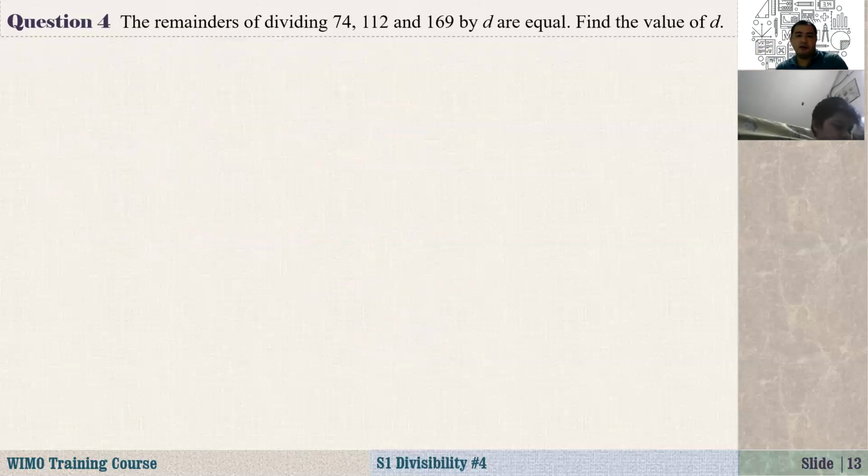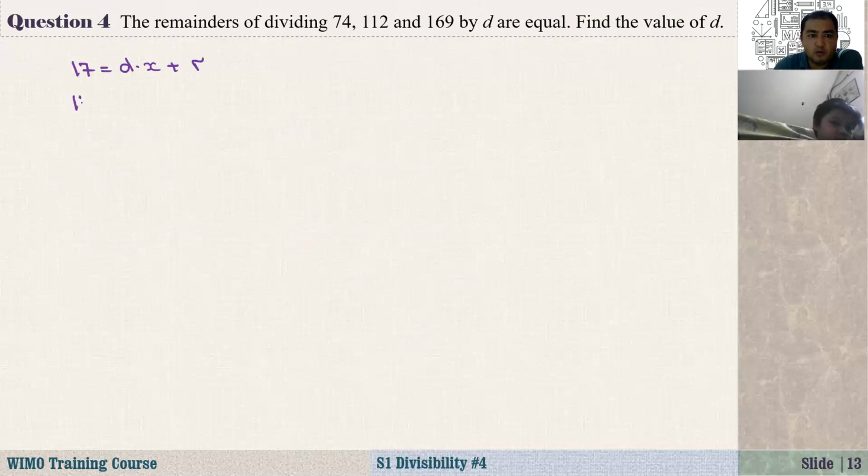Another example: the remainders of dividing 74, 112, and 169 by d are equal. Find the value of d. Okay, this I think is quite an easy question. The remainders of dividing, so we divide 74 by d. The quotient is x, and it said the remainder is the same. So let's say our remainder is r.